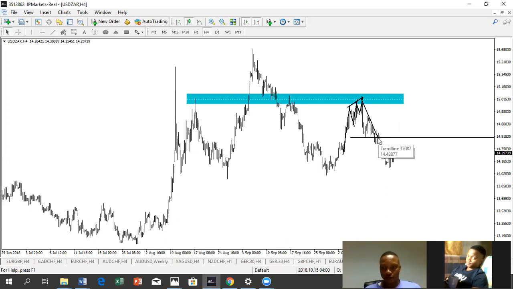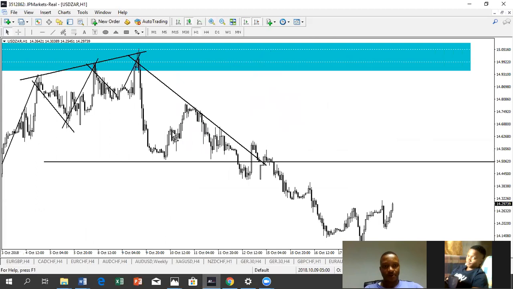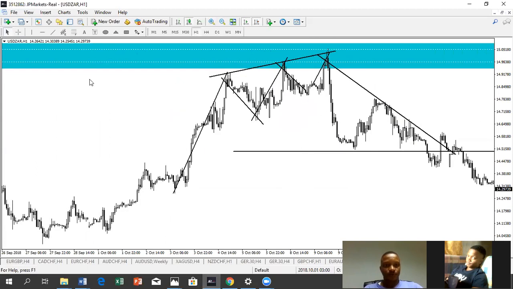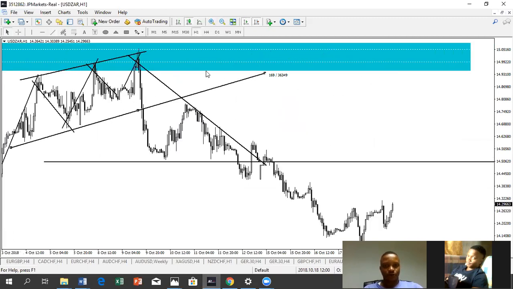How many entries do we have? How many entries do you think we have there? So we didn't have only one entry, we had two. Go to 1 hour. If you go to 1 hour, this is our breakout. Sorry about that. This was our breakout.